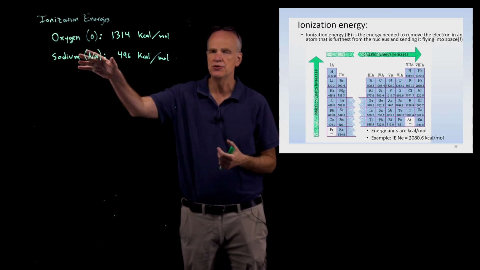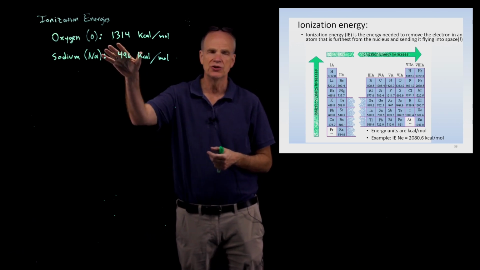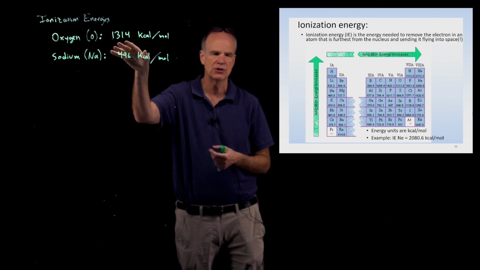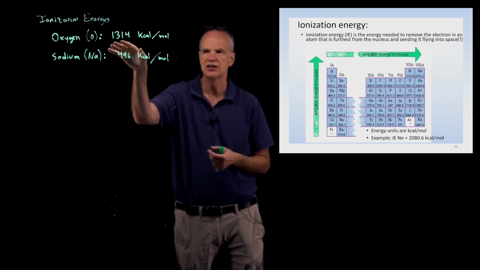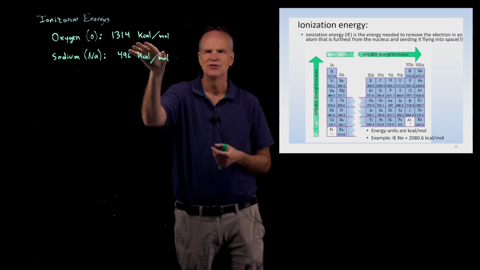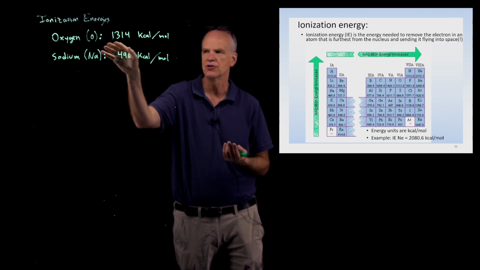So you can look up the value for the ionization energy of oxygen, and what you'll see is if you're trying to remove the outermost electron from oxygen, it requires a relatively large amount of energy. It's about 1,300 kilocalories per mole. Don't worry about the units right now. Just see that this value is relatively large for oxygen.